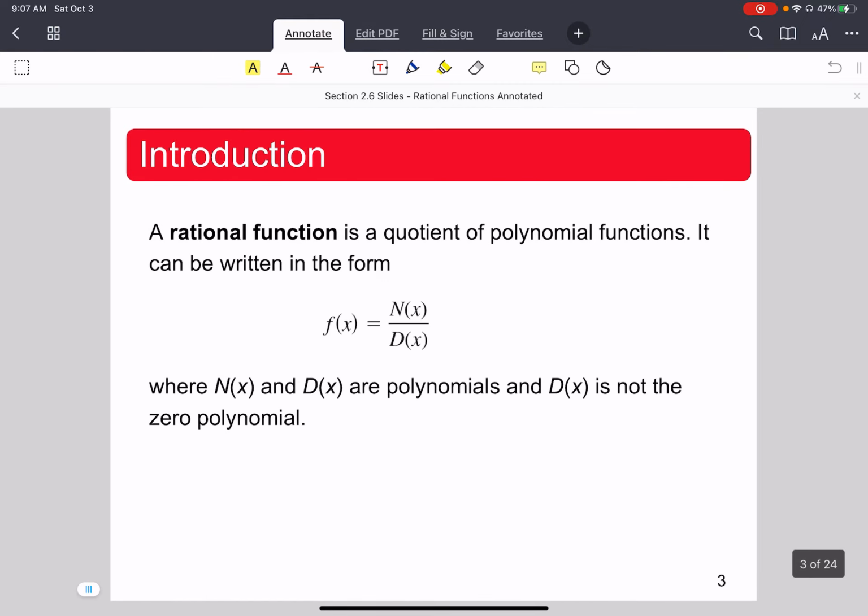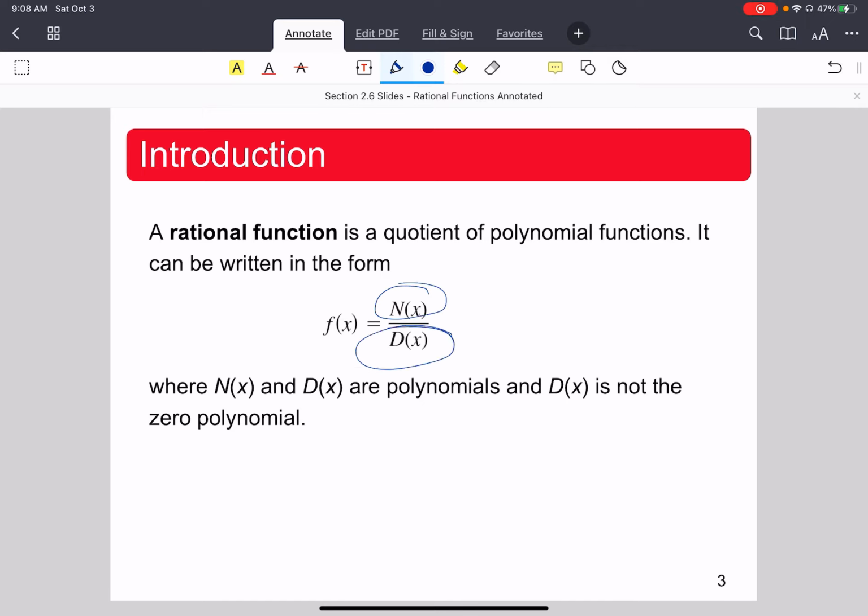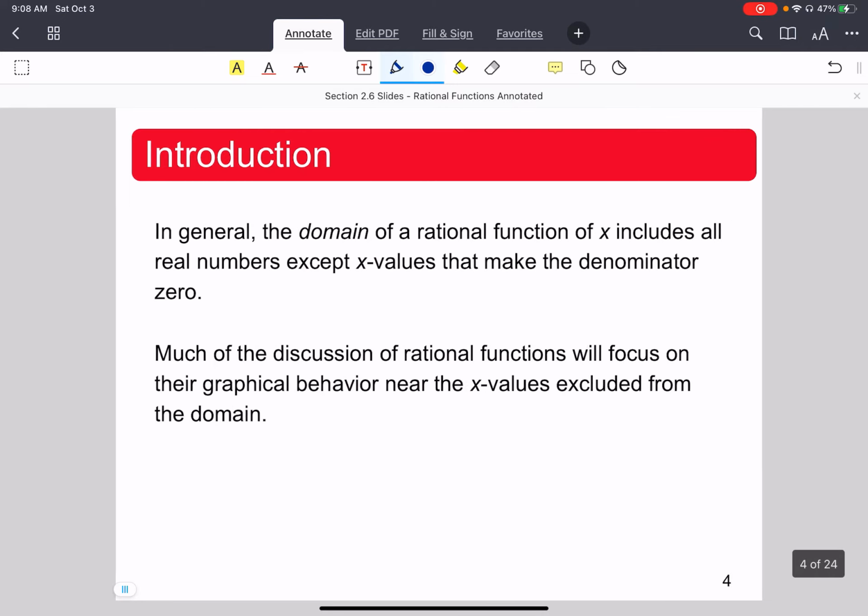So what is a rational function? Basically, it's a quotient of polynomials where you have some n of x divided by d of x, where n of x and d of x are both polynomials, and the bottom is generally not zero, because if it's zero, then this fraction will be undefined. So we always have some polynomial at the top, some polynomial at the bottom that is not zero.